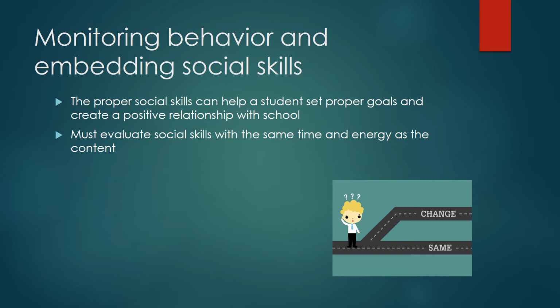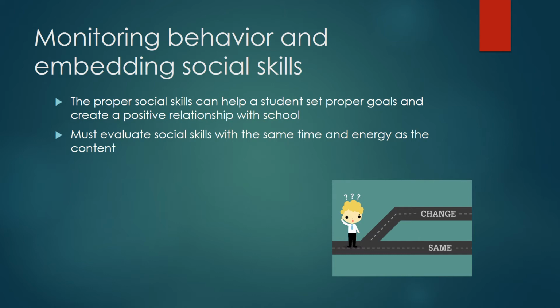So the proper social skills can help a student set proper goals and create a positive relationship with school, right? If you're modeling the proper social skills and the student sees you doing that, they know how they should be acting and how they can build their social skills. Well, now when they're in school, it's positive. It's not them just getting yelled at or feeling negative responses to what they're doing, but creating this positive environment relates school to a positive relationship. I think that's step 1.